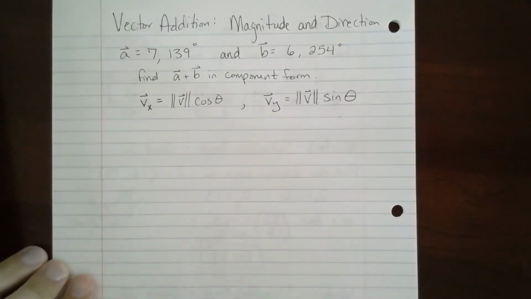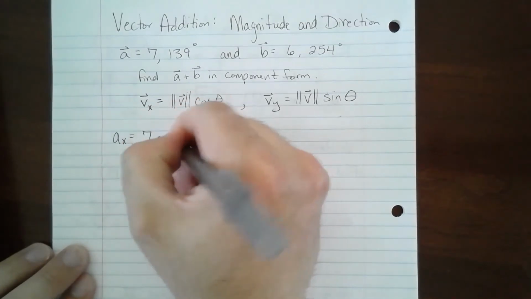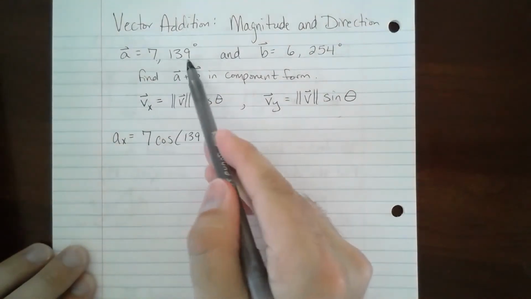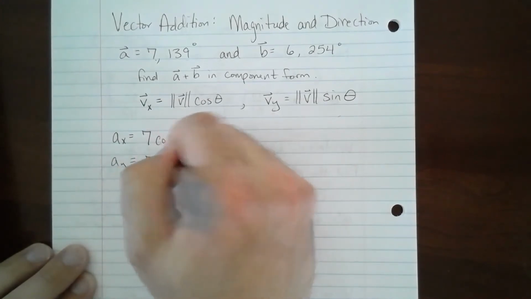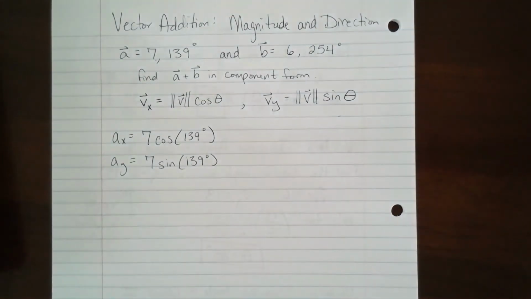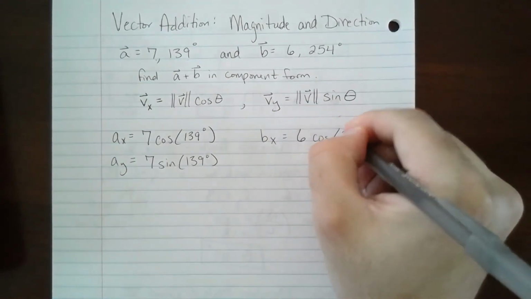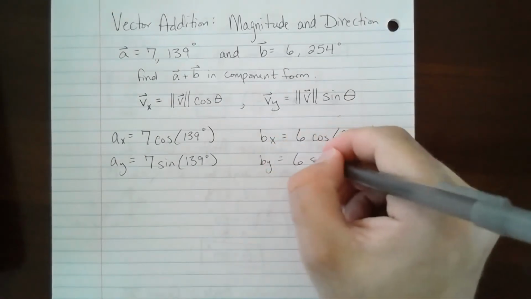So I'm just going to set a few things up here. I know that AX is going to be 7 cosine of 139 degrees. So I take the magnitude and I multiply it by cosine of that. And I know that AY is going to be 7 sine of 139 degrees. So very slight change there. The cosine and sine just orient direction. Cosine tends to be associated with x's. Sine tends to be associated with y's. And we're going to set the same thing for BX, which is 6 cosine of 254. So we're just using B's values now. And our y component for that one is going to be 6 sine of 254.